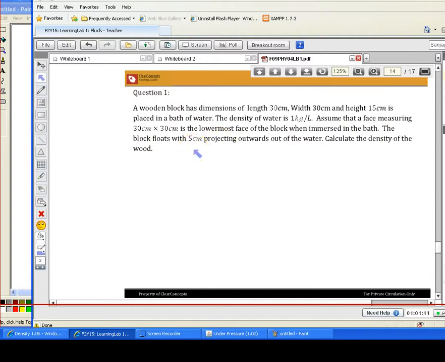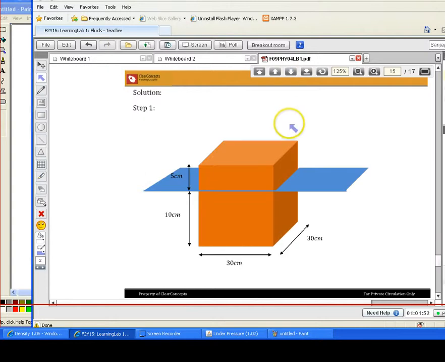Okay, so just exactly the experiment we've seen, but we're going to do a little bit more. Without doing the experiment, we're going to try and just do the numbers and see how it relates to what we've done. So here's the situation. First it's best to draw 30 centimeters length, 30 centimeters width. This is the bottommost surface of the block. So this must be 15 centimeters. And it's projecting so that only 5 centimeters is out, 10 centimeters is under the water. Okay?